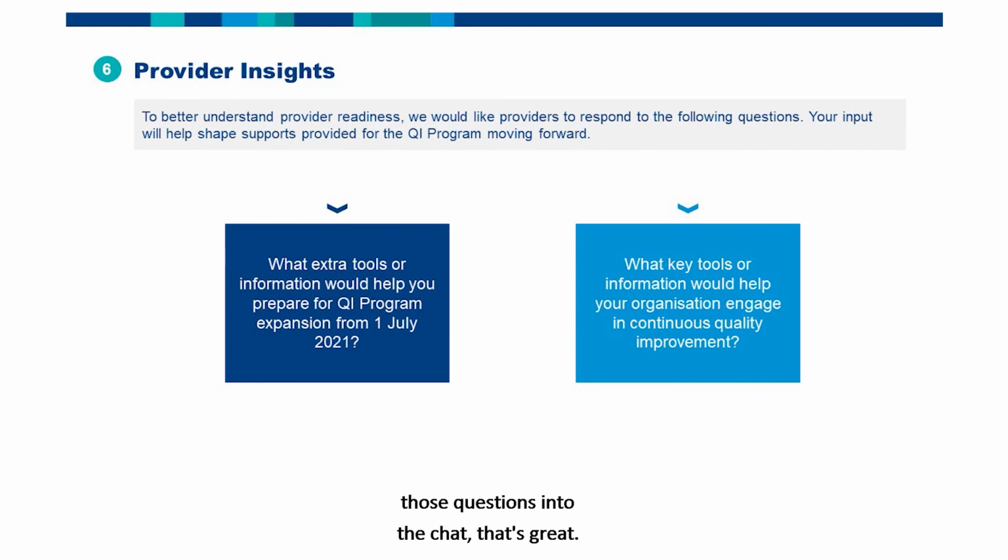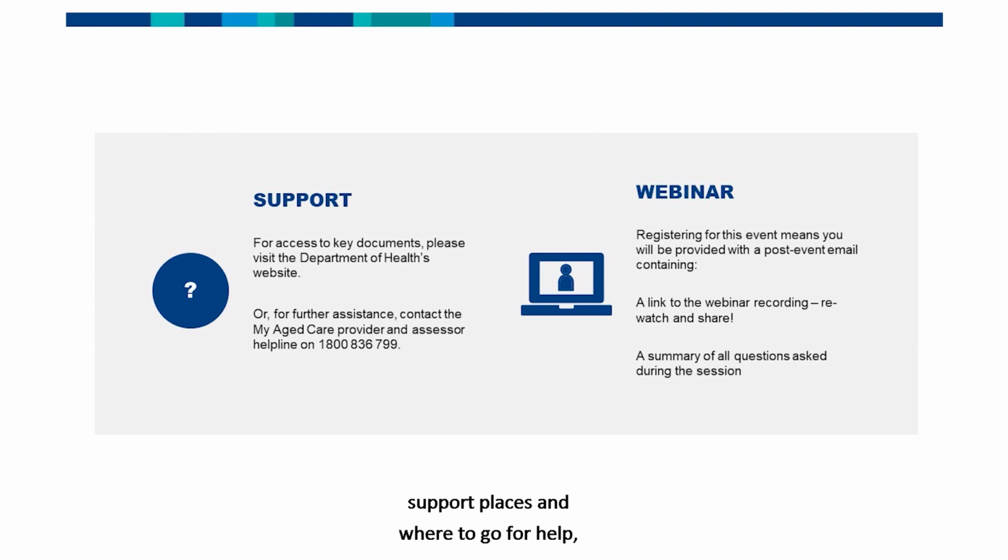That's great. We're now going to wrap up and reiterate some of the support places and where to go for help. Just remember that the key QI program documents can be accessed on the Department of Health's website. For further assistance on the QI program, this is available via the My Aged Care provider and assessor helpline, and I'll just repeat that number again. It's 1800 836 799.